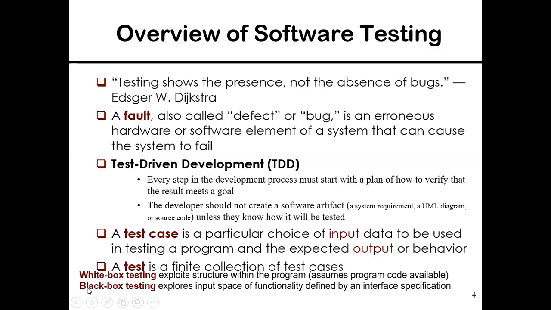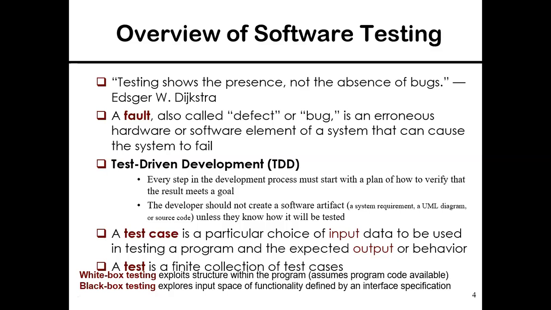You have white box testing and black box testing. White box explores the structure within the program, black box explores the input space of functionality, as defined by an interface specification. So those are the two types. You basically do both white box and black box testing. And these are some of the things which I will come and ask you in your project. How did you carry out your white box testing? How did you carry out your black box testing?